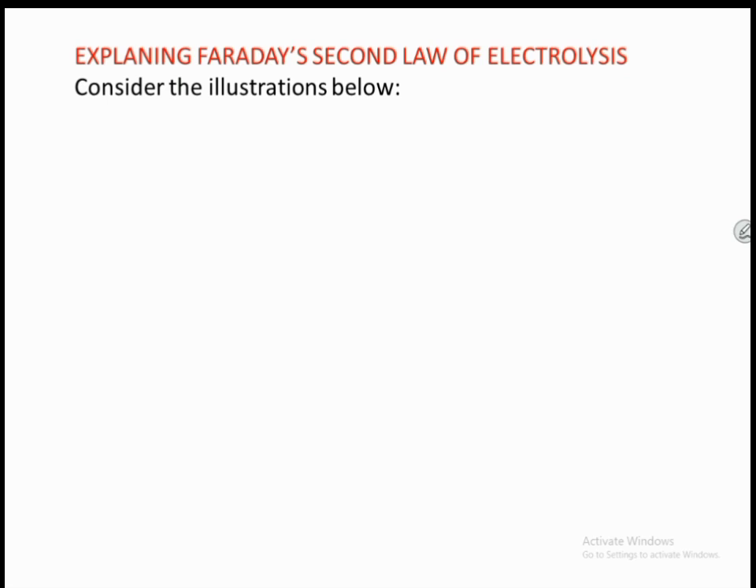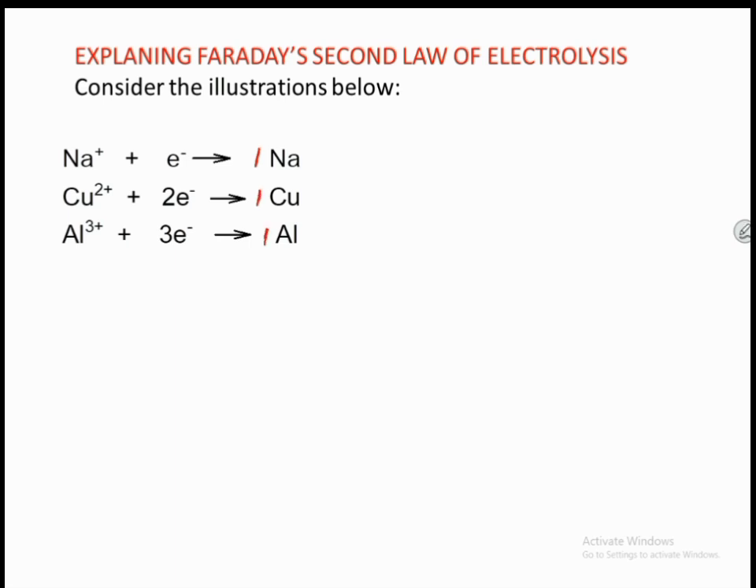Now explaining Faraday's second law of electrolysis. Consider the illustration below. This is sodium plus 1. Of course, this is 1 mole. Of course, you know that sodium consumes 1 mole of electricity, but a mole of copper consumes 2 moles of electricity, and a mole of aluminum consumes 3 moles of electricity. The reason is their charges. You will discover that this is 1 mole of each of these substances formed at the end of the day, but each of them is consuming variable moles of electricity.